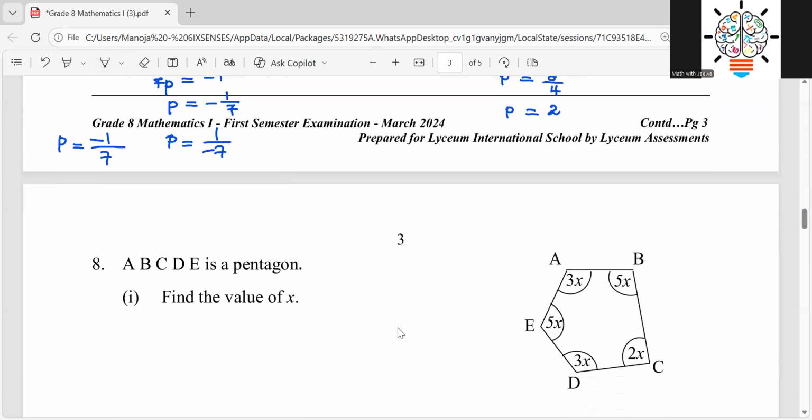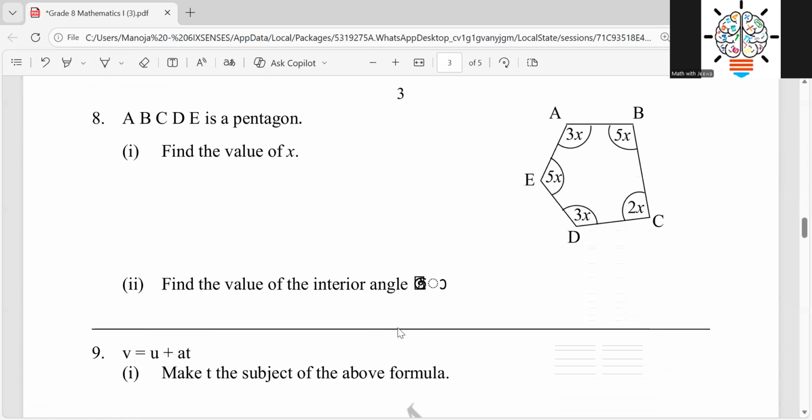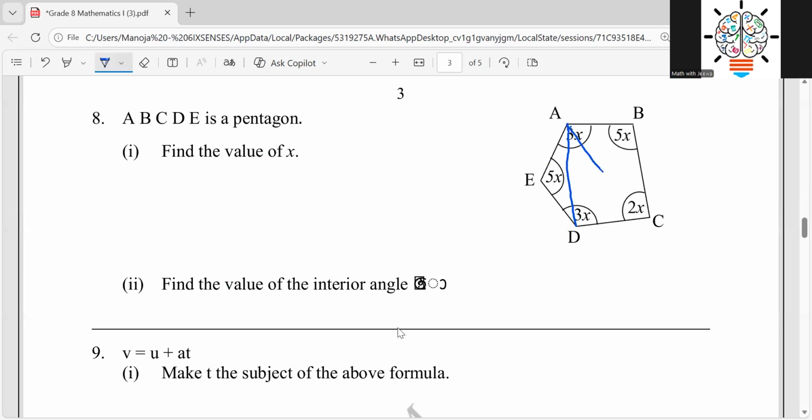Then we will move to the next question, children. Here it is a pentagon. When you have 5 sides, it is a pentagon. And then find the value of x. Now just tell me how many triangles you can see inside this pentagon. Here you can see 1, and then here you can see another one. So you have the first triangle, the second triangle, and the third triangle.